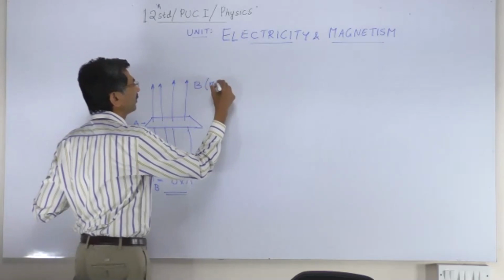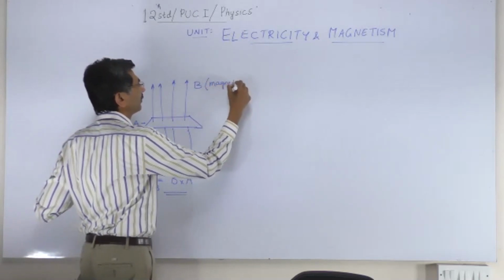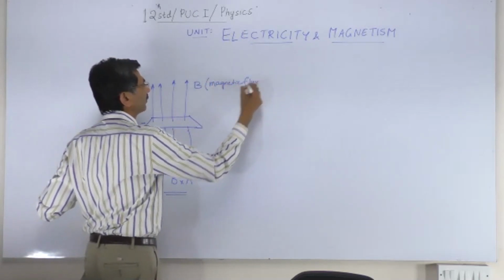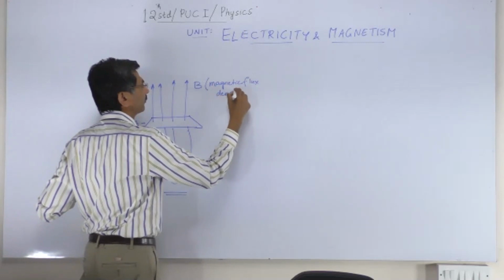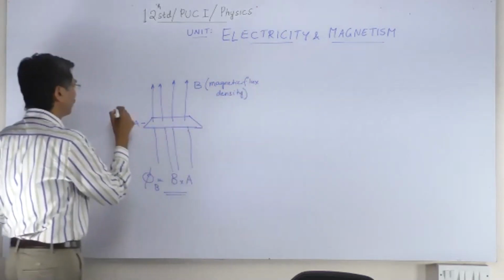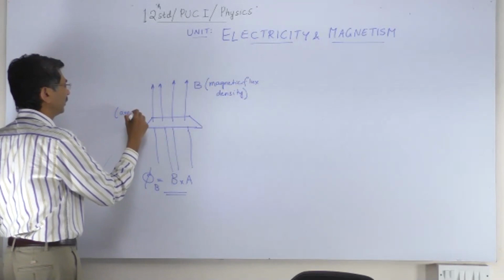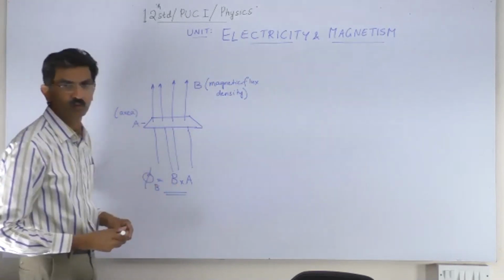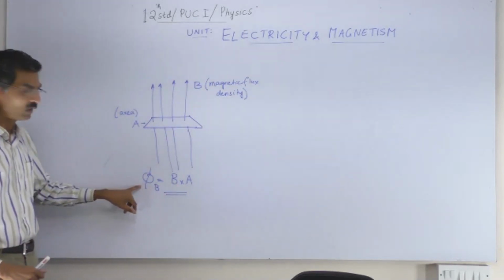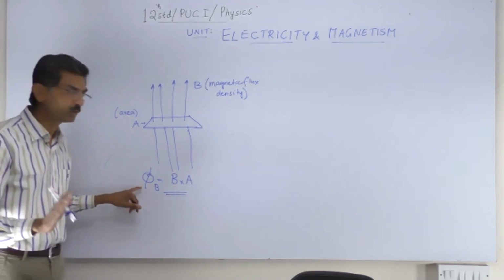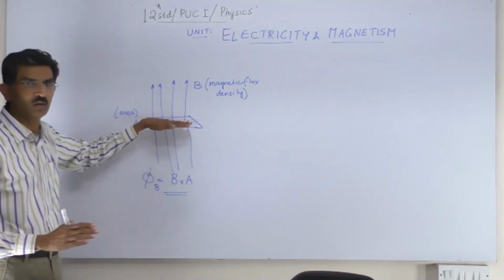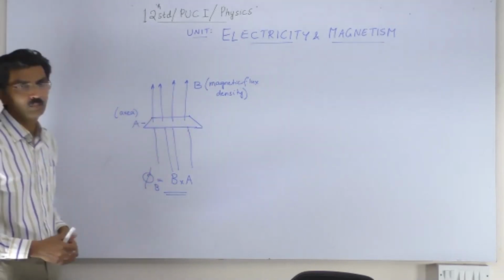This is the magnetic flux density, and this is the area of the coil. When you multiply the two, you get the total magnetic flux. And this is simple because the plane of the coil is perpendicular to the magnetic field.